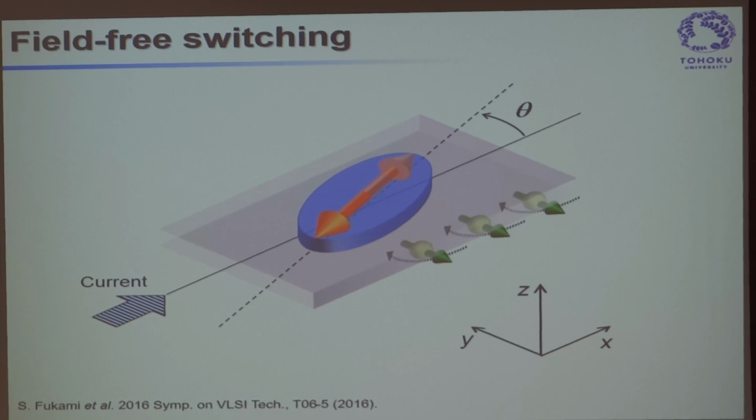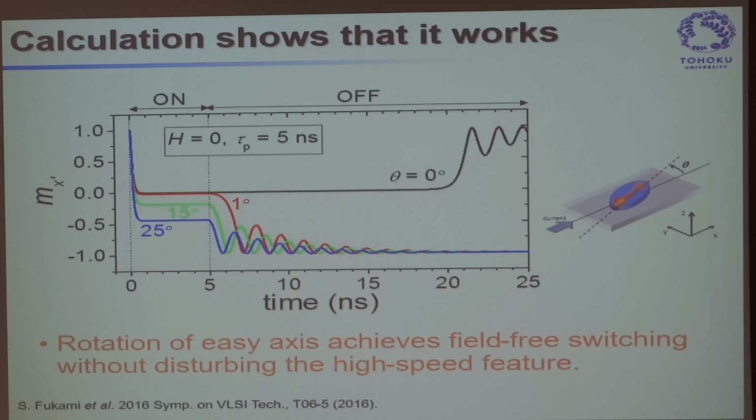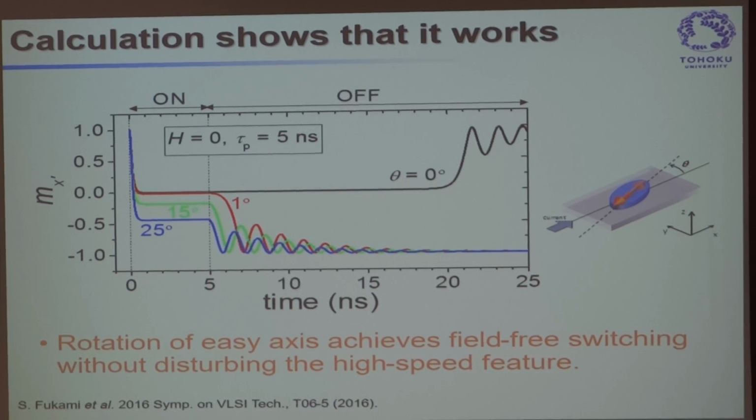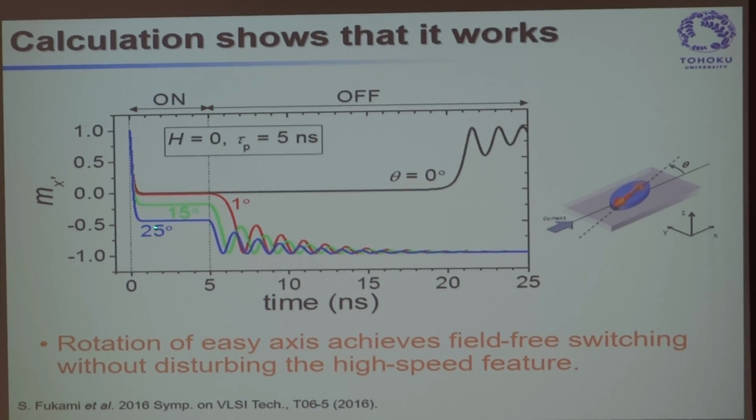Although the work is in progress, the macrospin simulation shows that even tilting 1 degree will give you field-free switching. And 15 should be good enough, and 25 is there. And at least up to 25, the speed is almost the same as the one that we see with a magnetic field. So we tried this.